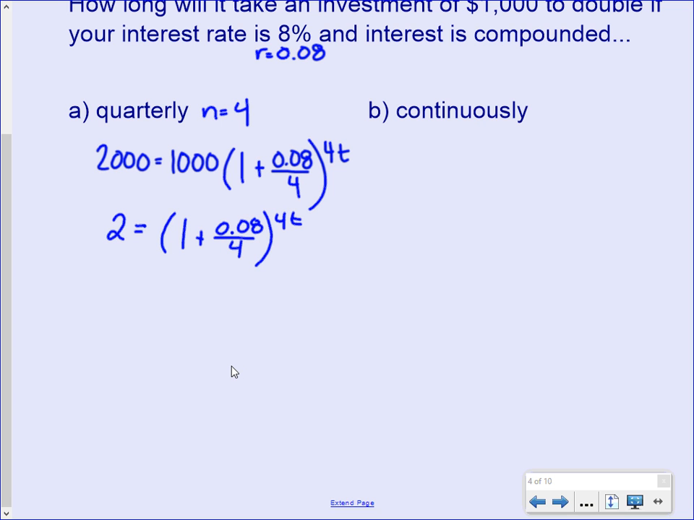Now I have a base raised to an exponent all by itself, so I can use my circle method and rewrite it as a log. Remember that when you rewrite it as a log, you have to start at the base of the exponent. So it will be log base 1 plus 0.08 divided by 4 of 2 equals 4t. So I could write that out.